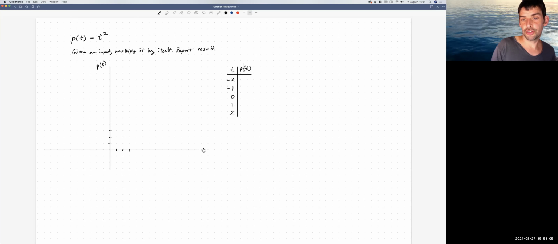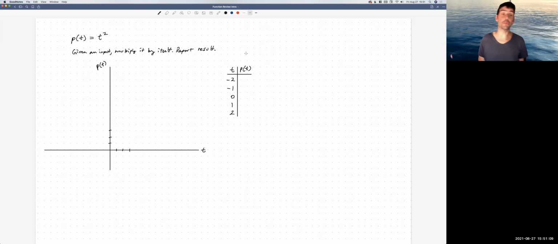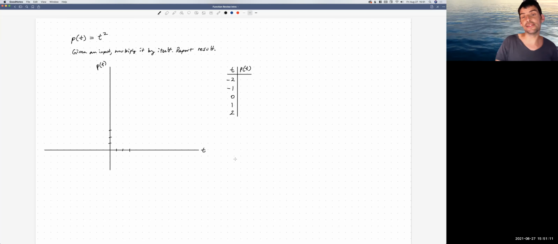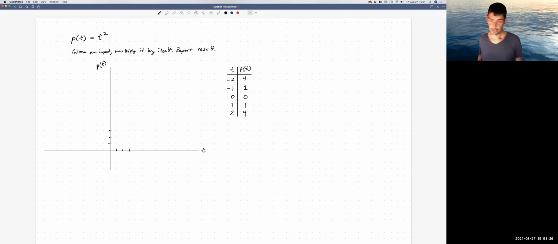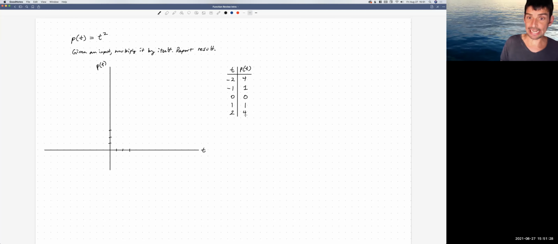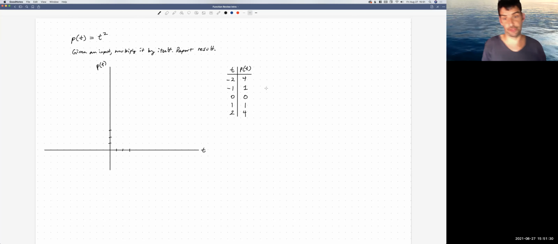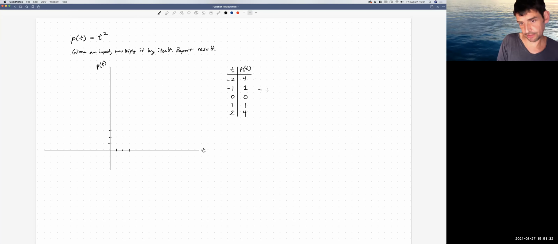And then of course, p of t, I could have also written t squared, right? Because that's what happens in this column. I'm just putting the output. So all I'm doing is squaring each number. So -2 squared is 4, -1 squared is 1, 0 squared is 0, 1 squared is 1, 2 squared is 4. So here we have a table of some of the values of this function, these inputs and outputs.